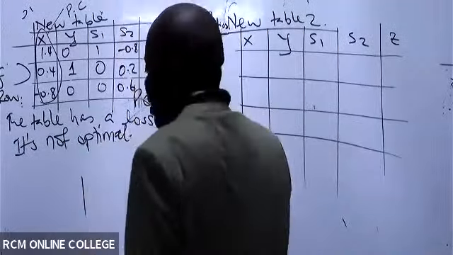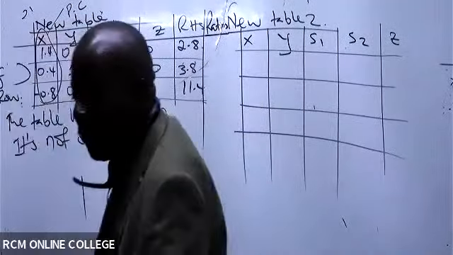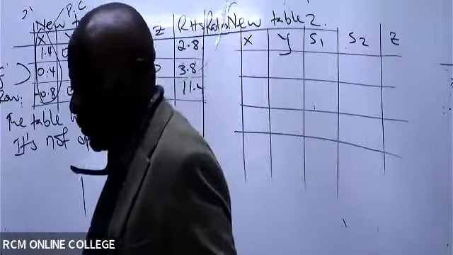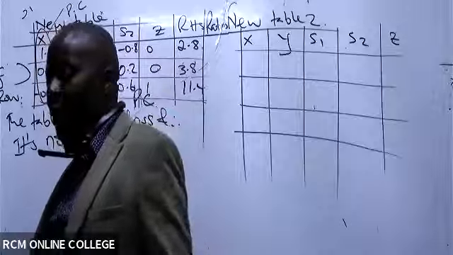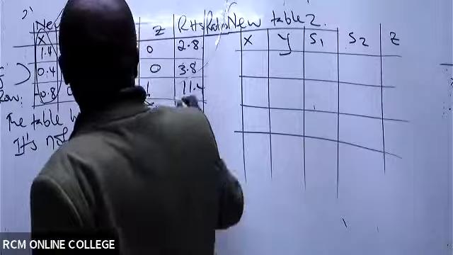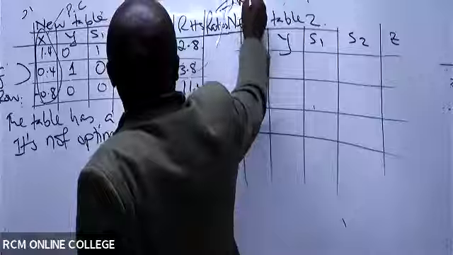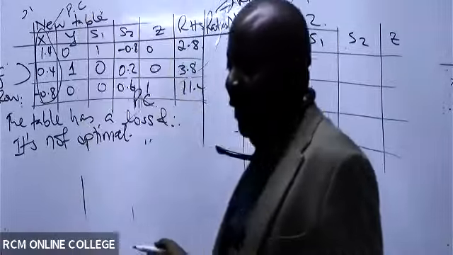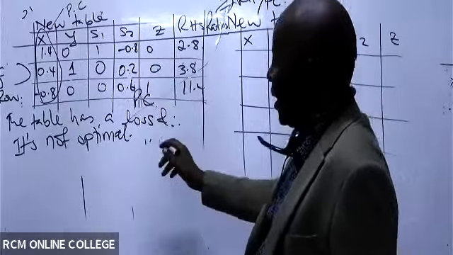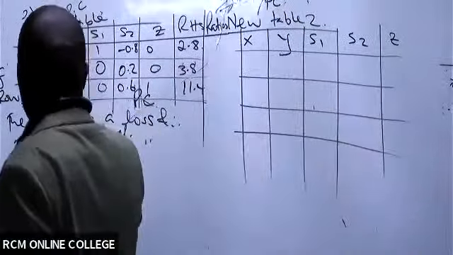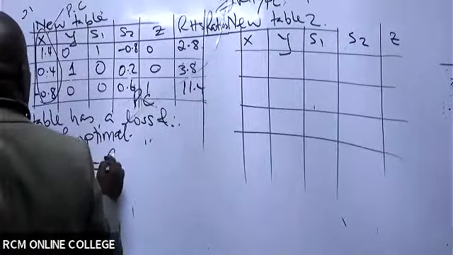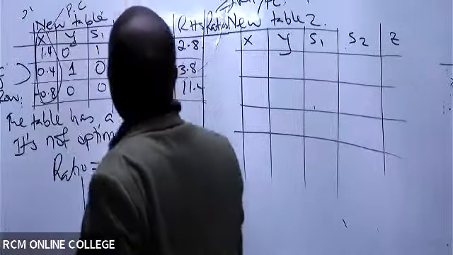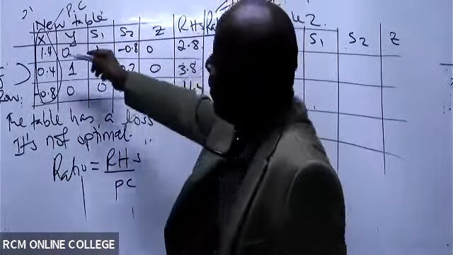Is there anybody who knows the formula of getting the ratios? Delamere has told me it is the right-hand side divided by the pivot column. Let me write it down here. To get ratios, you take the right-hand side and divide by the pivot column like that.